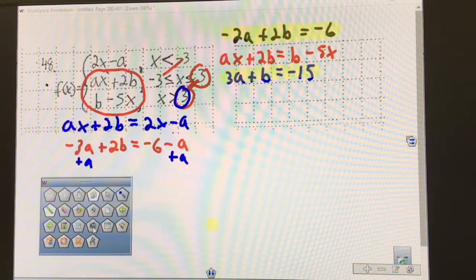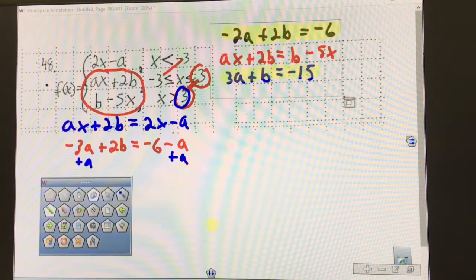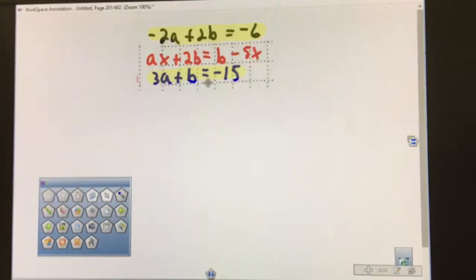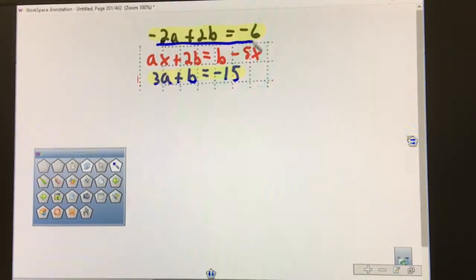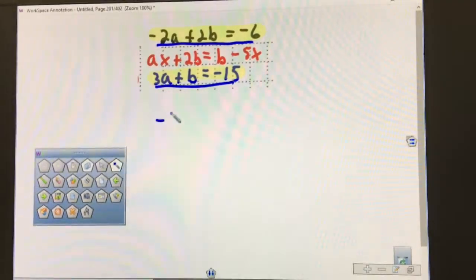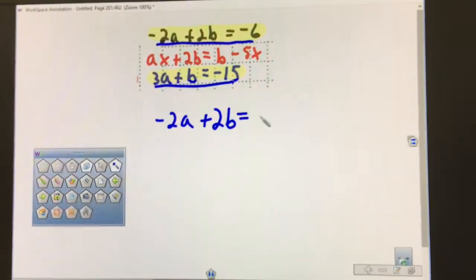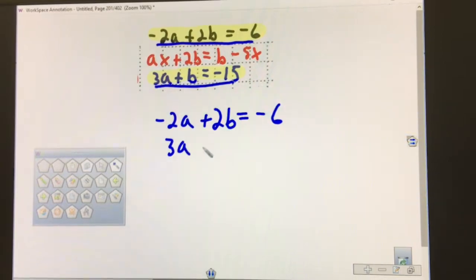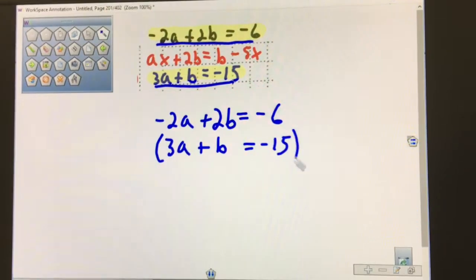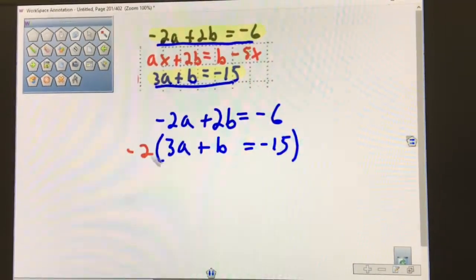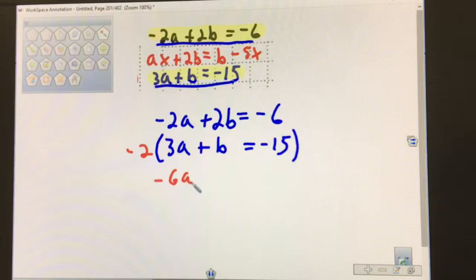I'm actually going to take this over to a different screen so we can work on it a little bit more accurately. So I want to take this equation and solve the system. So I have negative 2a plus 2b equals negative 6. And I have 3a plus b equals negative 15. Now I divided each of these by negative 2 to make the equation easier. What I'm going to do this time is something a little different. I'm going to multiply the bottom one by negative 2, and that's what we're more comfortable with. Notice that's going to give me negative 6a minus 2b equals positive 30.